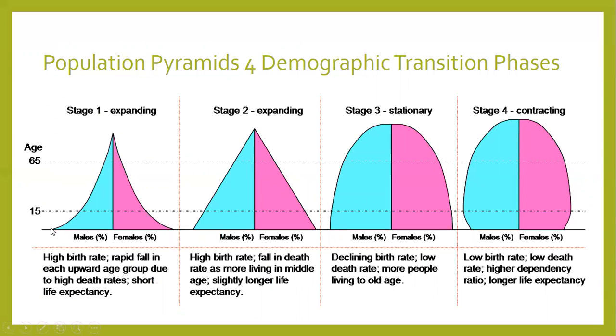Remember, many, many people are being born, but those people are rapidly dying because there is danger in all aspects of their life. Danger from war, danger from famine, i.e. starvation, danger from social unrest, danger from needing to travel long distances to get water or to emigrate to another safer place. Stage 2, expanding: high birth rate, fall in death rate as more people live into middle ages, slightly longer life expectancy. Do you see how there are fewer people dying in these early years?